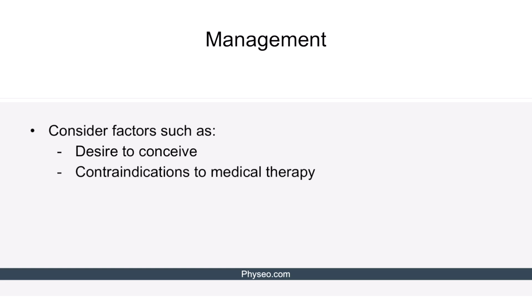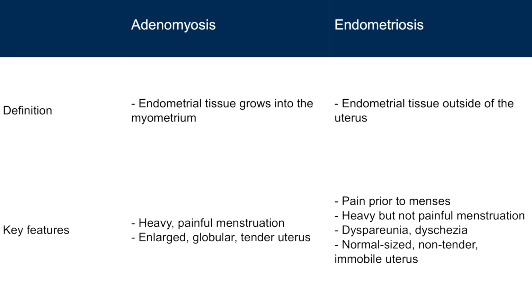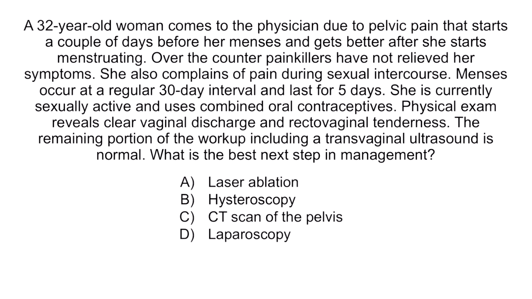Okay, let's wrap up with one more point about the management. Ultimately, when deciding on medical versus surgical treatment, you need to consider factors such as the patient's desire to conceive, as well as if there are any contraindications to medical therapy. Here is a table that summarizes the key features of the conditions we've just discussed. These are all high yield for the boards, so make sure to take some time to understand them and learn them well. Okay, let's wrap up with a final question.